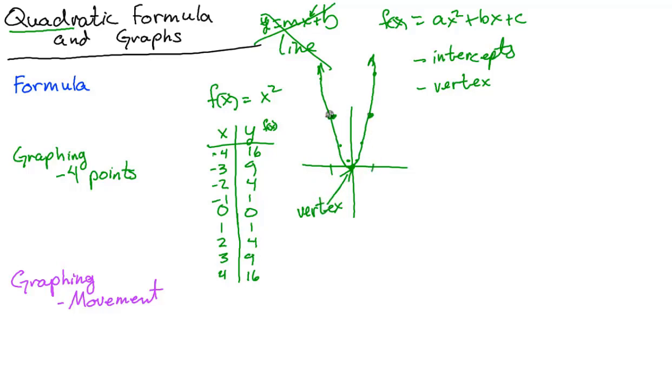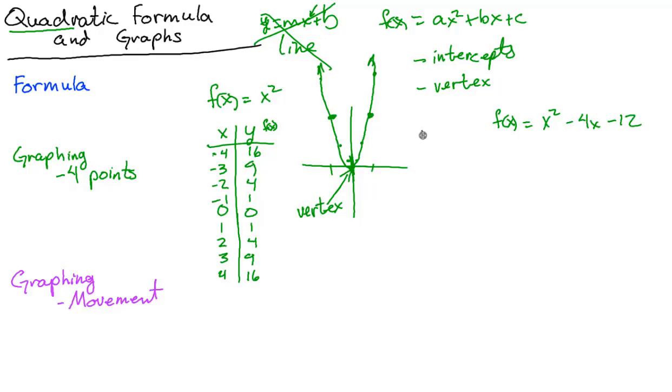So if you can find two of these values and average these guys, you'll be right here in the middle at the vertex. So let's see how this kind of works. If we did something like f of x equals x squared minus 4x minus 12. Let's do something like that.